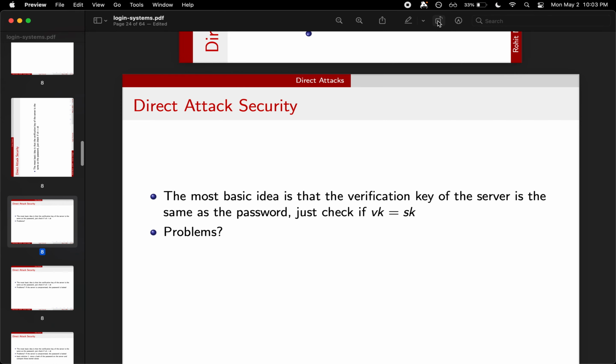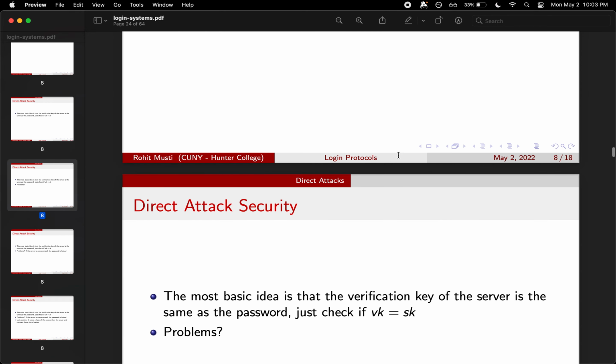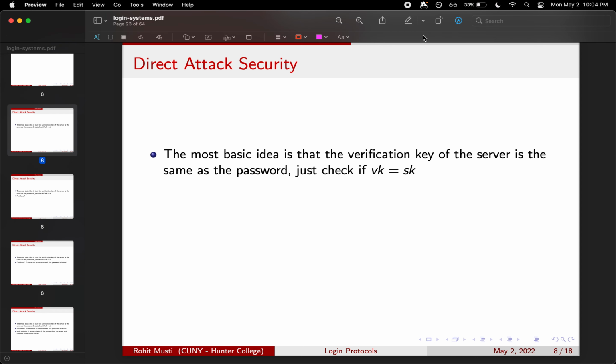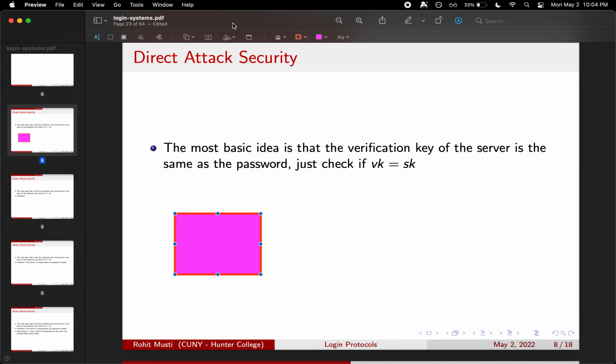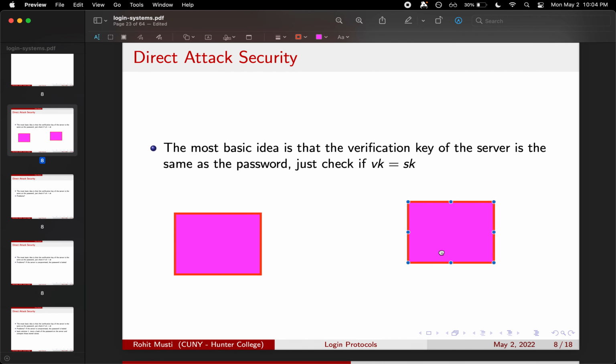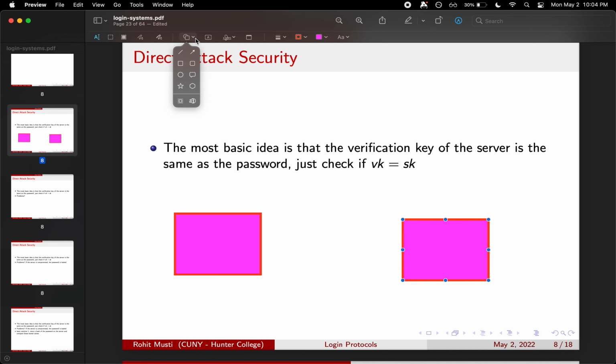Sorry about that. So the most basic concept is that the verification key of the server is just the same thing as the password, right? So we have our server here, and we have our prover. So this guy is prover, this guy is verifier. Let's label them: prover, verifier.